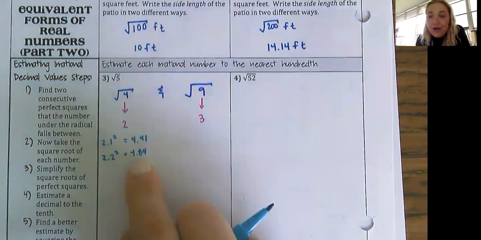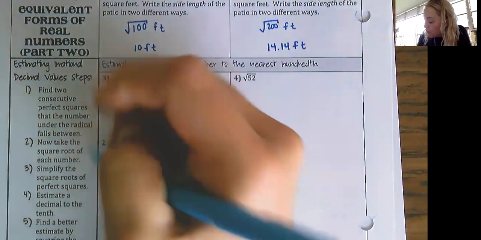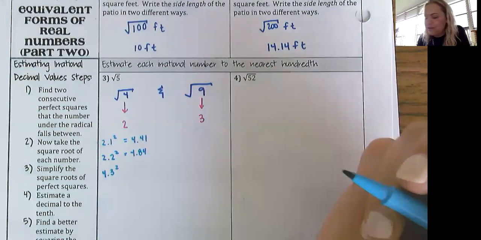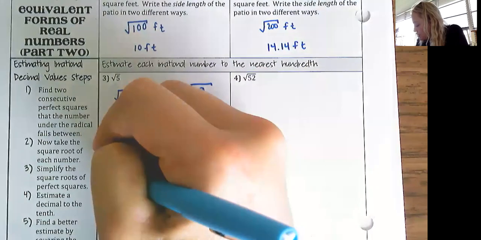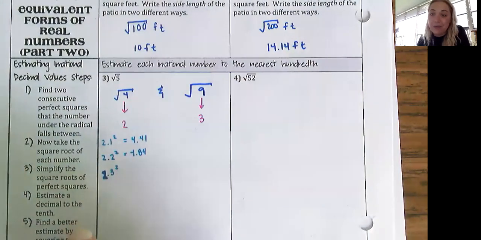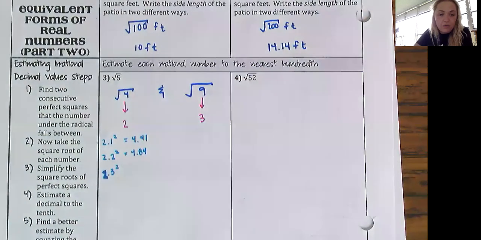8th graders, still too low, so I've got to go a little bit higher. Let's go with 4.3 squared. Why did I say 4.3? Oh my goodness. Let's go with 2.3. Do you like how I turned that into a 2? It looks like garbage.